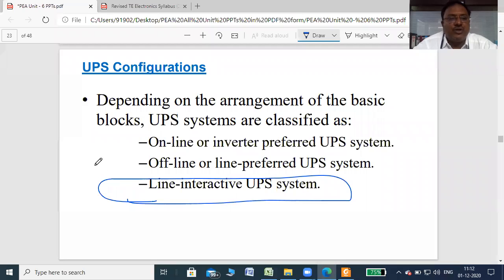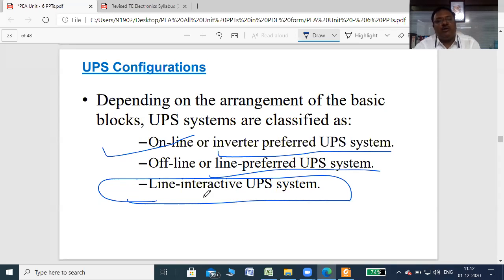So first one is the online UPS. Online UPS is also called inverter preferred UPS. So output is always preferred through the inverter, not directly, right? Output is always preferred through the inverter. That is called online UPS. Second one is offline, line preferred. So output or load is always fed through the line. Whenever the line fails, only at that time the UPS works. In the first one, online UPS, the output or load is always fed through the inverter. The line voltage is not directly given to the load.